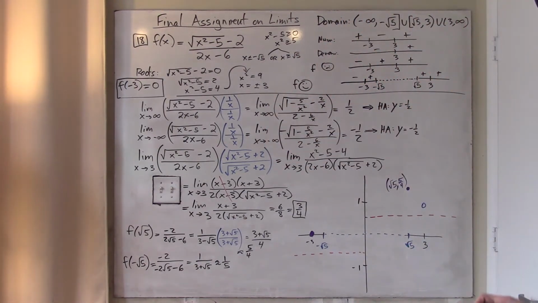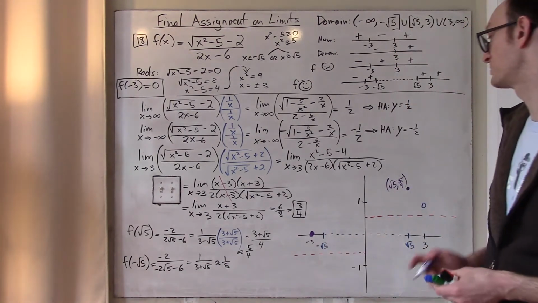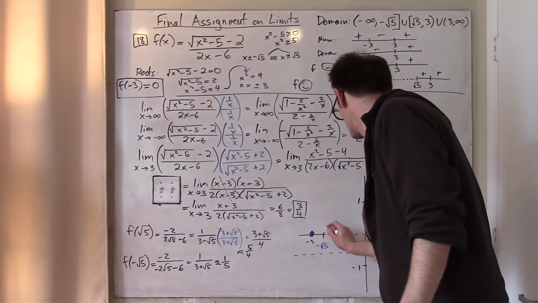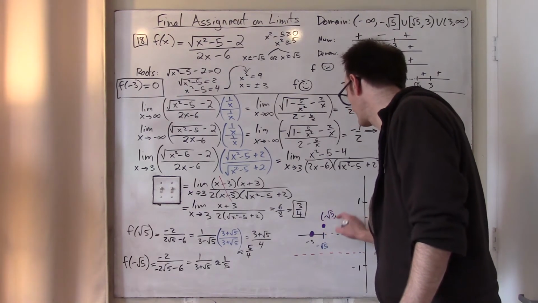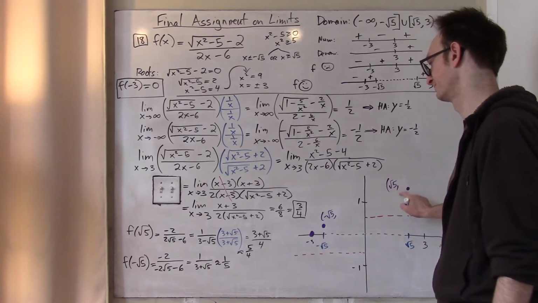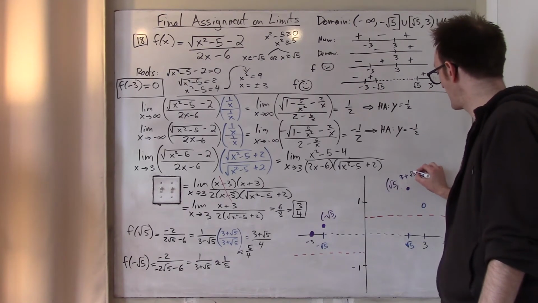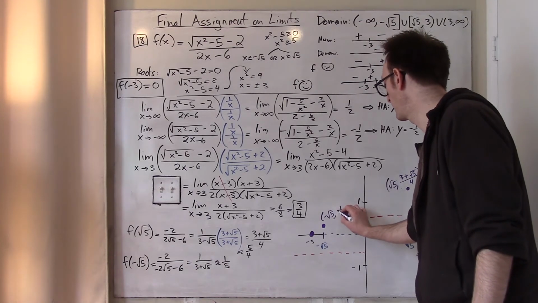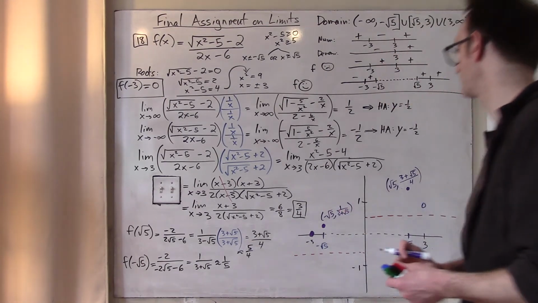And then, where am I at negative root 5? I'm at positive 1/5. So that is negative root 5 comma, well, it's not really 5/4, right? It's actually 3 plus root 5 over 4, and this is actually 1 over 3 plus root 5, or you can rationalize that if you want to.